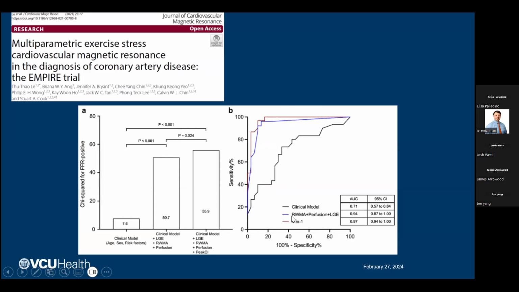And so really, if you just stuck with regional wall motion abnormalities, perfusion defects, and LGE, which is kind of the basis of most of our clinical studies, that was in the blue. If you added in this peak cardiac index, you got a somewhat modest incremental value. That's not usually part of our clinical workflow.